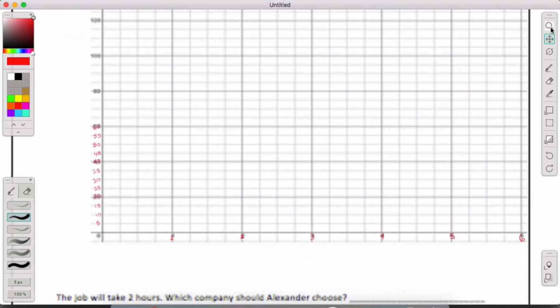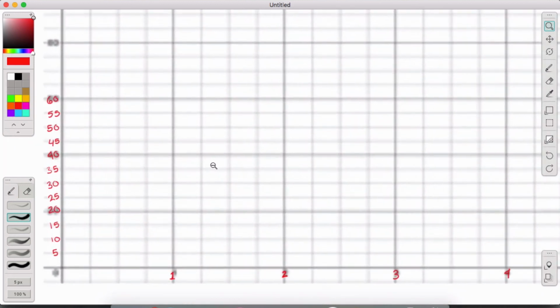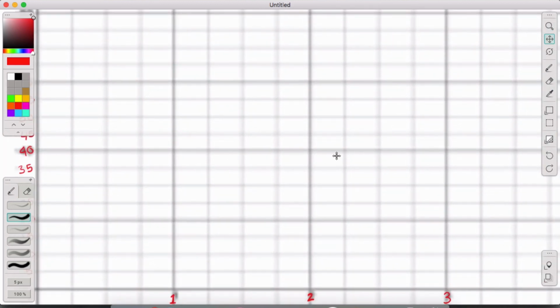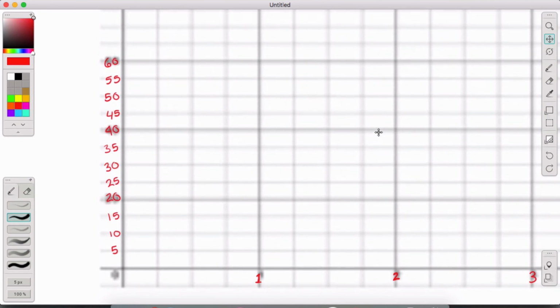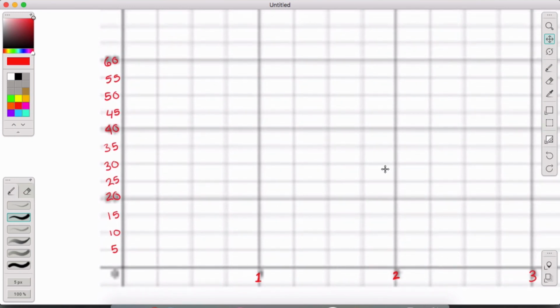I'm going to zoom in a little bit so we can see this graph. I know that on your paper it kind of looks a little funky. The lines might not be so clean and crisp, but just so you know, these lines go up by 5. So the first one is 5, 10, 15, 20, and so on. So let's look at the very first line, or company A.